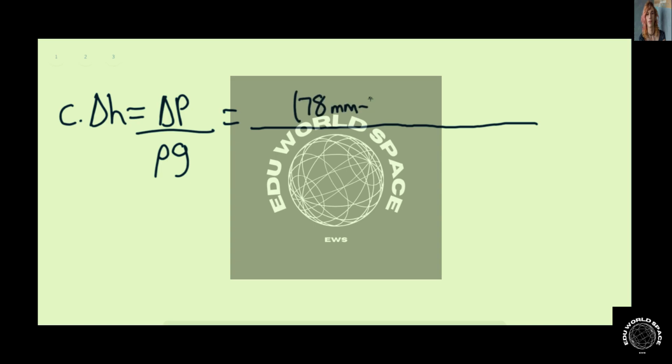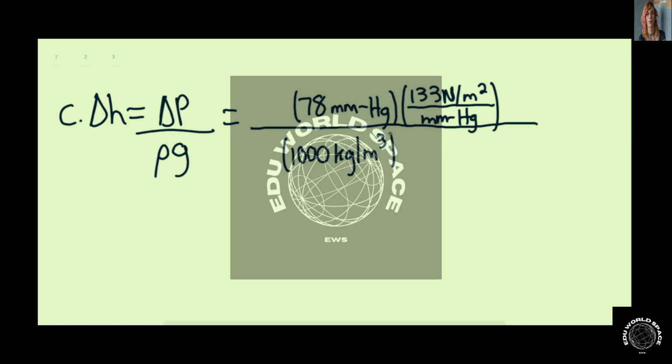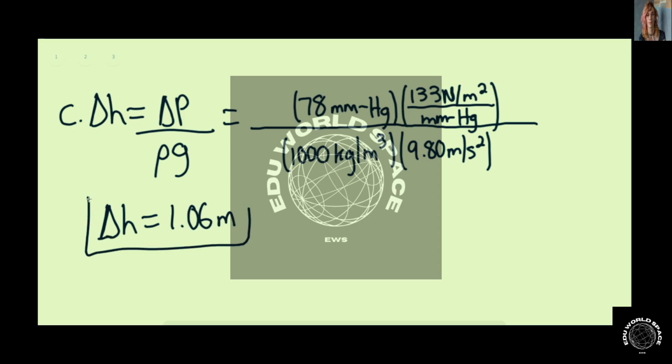78 millimeters of mercury. This would be multiplied by, again, 133 newtons per square meter for every millimeter of mercury. And then this would be divided by 1,000 kilograms per cubic meter multiplied by 9.80 meters per second squared. And so the change in height for part C is equaling 1.06 meters. This would be our final answer for part C and the end of the solution.